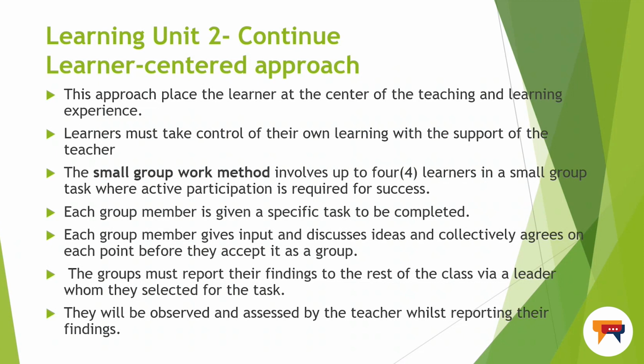The small group work method is the first method that we look at. And you will see that all of these methods within the approach have got to do with groups, where the learners work in groups. In other words, learners are learning a social skill, how to work with their peers, because that is how the world of work works. So the small group work method involves up to 4 learners in a small group task where active participation is required for success.